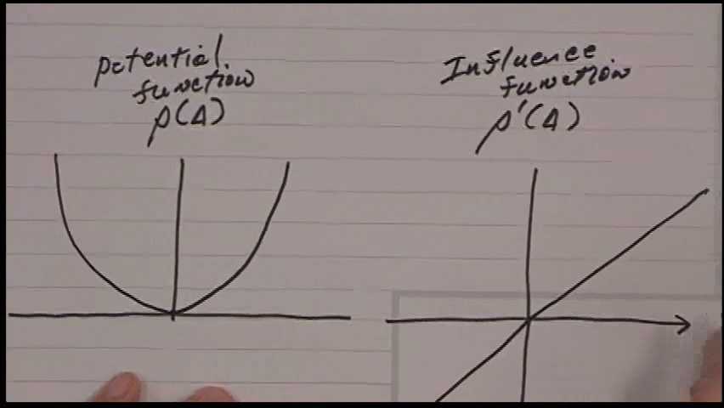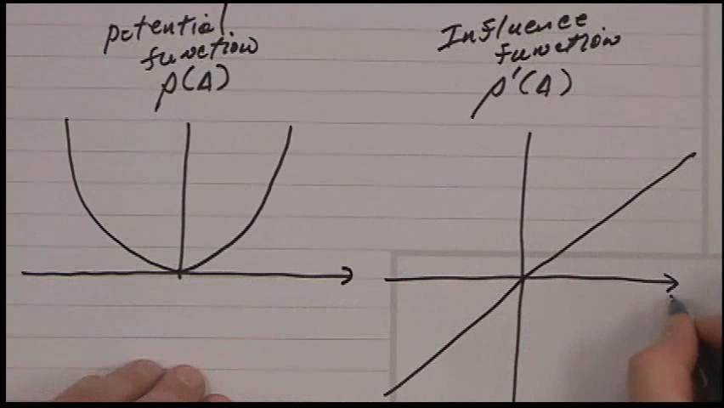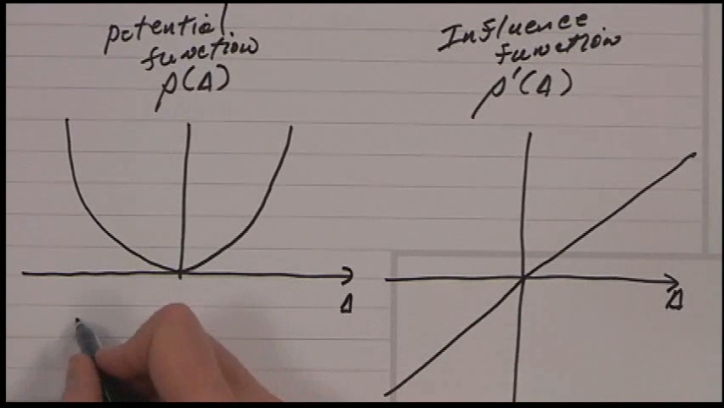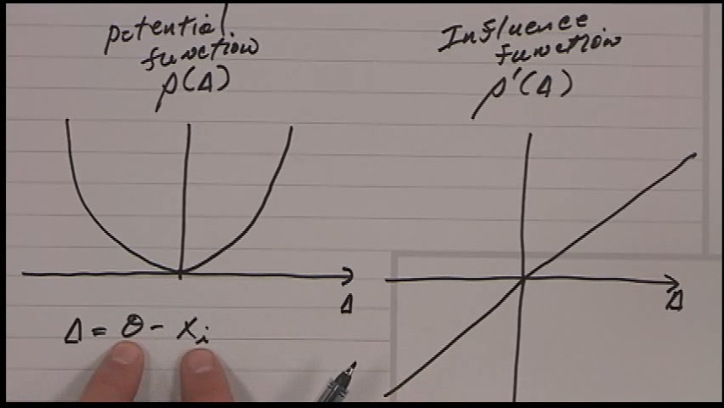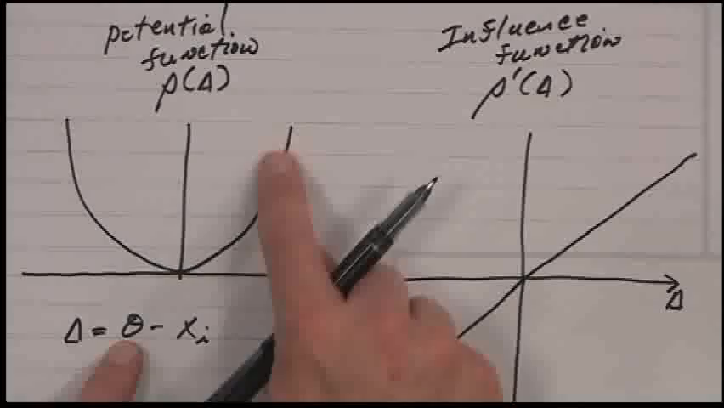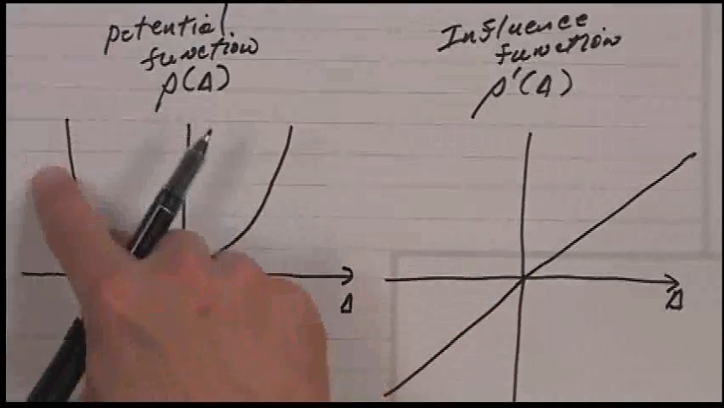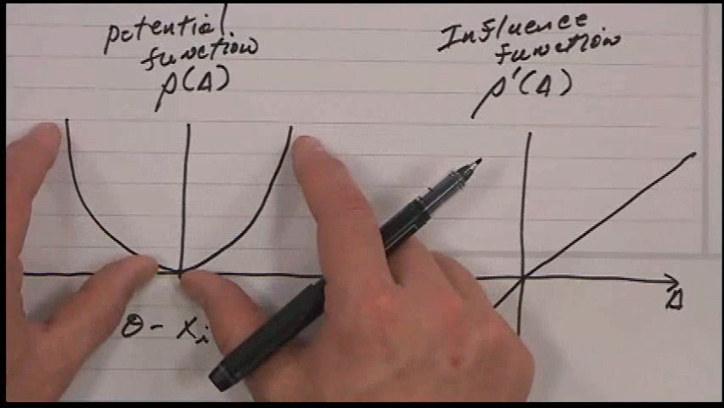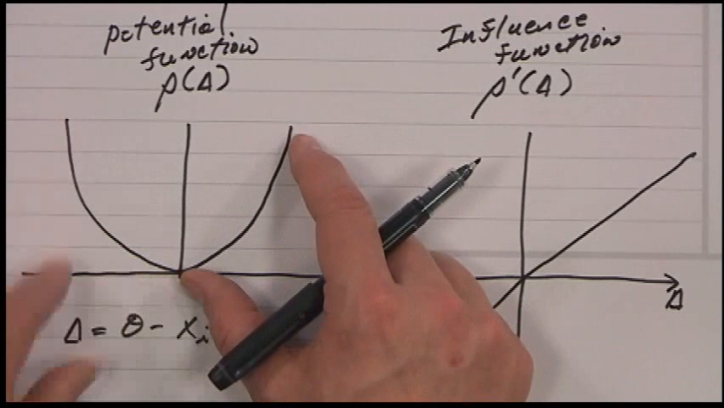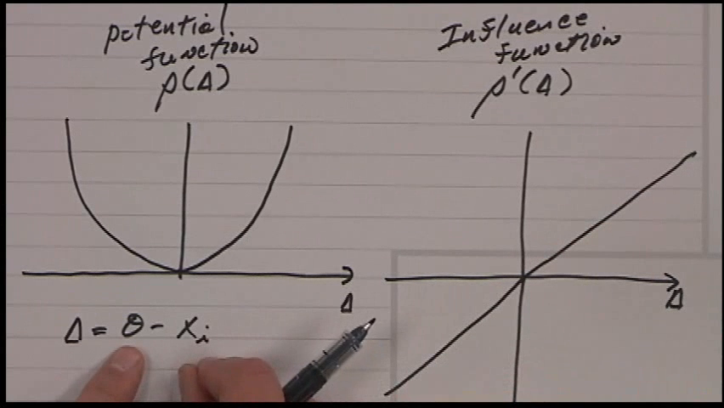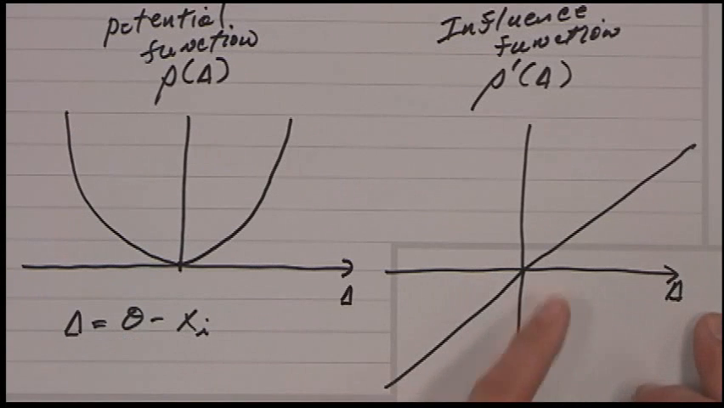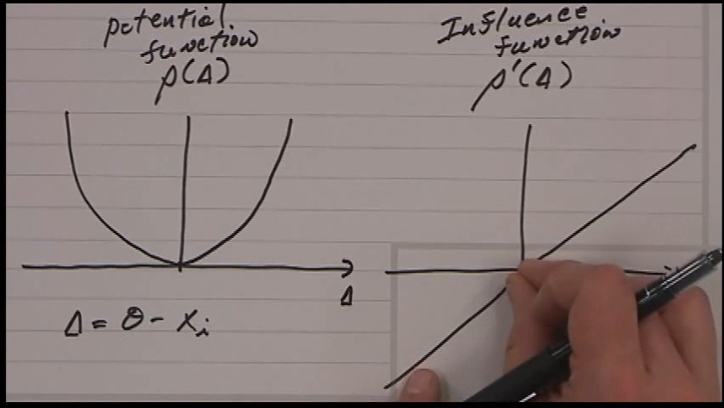This axis here is delta. Remember, delta is equal to theta minus x_i. So it's the difference between the value I'm estimating and the pixel. This is like an energy minimization function. I want to minimize this expression, which is the difference squared between the value and the pixel. So if I perturb the pixel, the derivative here tells me how much that perturbation is going to affect my result. This is the influence. So this is how much your result is influenced by that pixel.